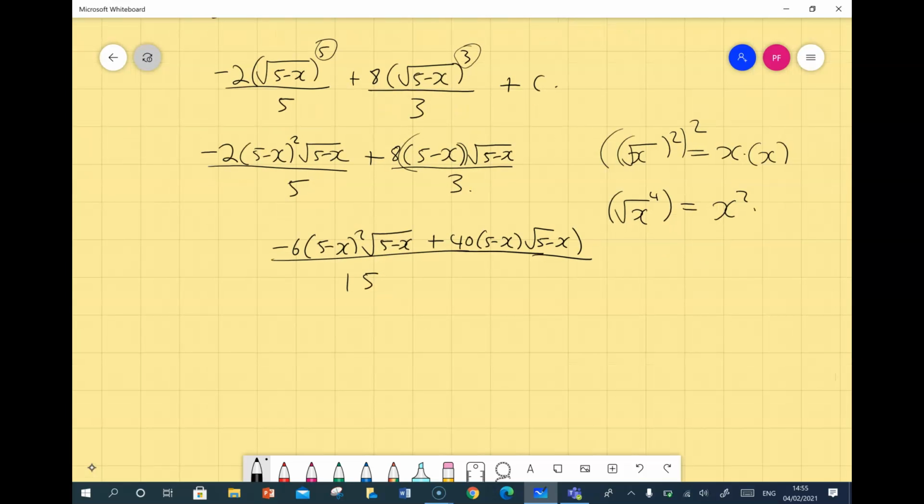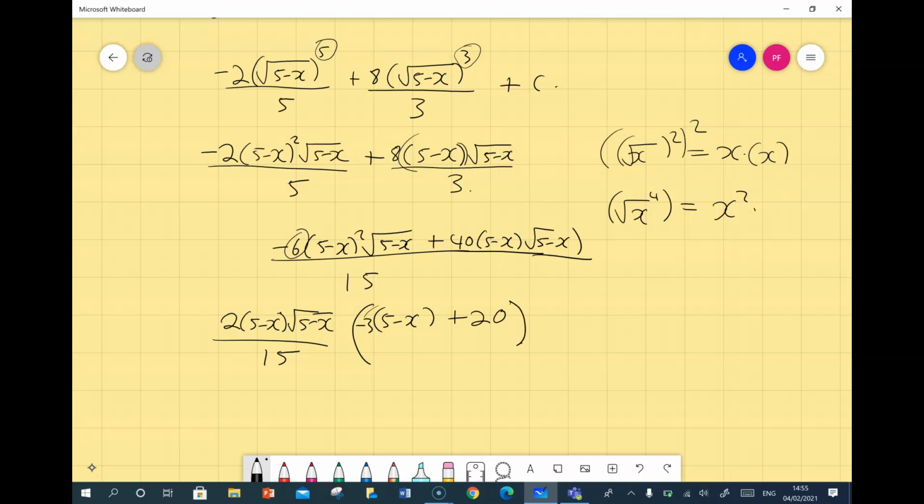Would I be taking out any more? I could probably take out the 6. I could probably take out a 2. So I could take out 2 times 5 minus x times the square root of 5 minus x all over 15 times 5 minus x times minus 3 times 5 minus x and plus 20.